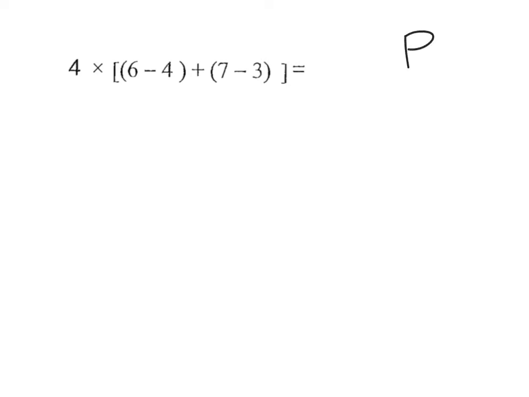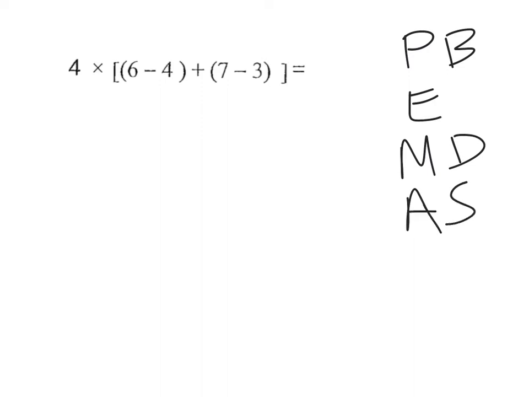When I write my strategy this time, I might write it like that because parentheses and brackets are really the same. And when you're looking at this problem, you're really going to have to stop and think about, okay, did I finish my parentheses? Did I finish my bracket before I go on to the next level? So here we go. In this particular problem, I've got 4 times open bracket, open parentheses, 6 minus 4, close parentheses, plus open parentheses, 7 minus 3, close parentheses, close bracket. We got a mouthful there.